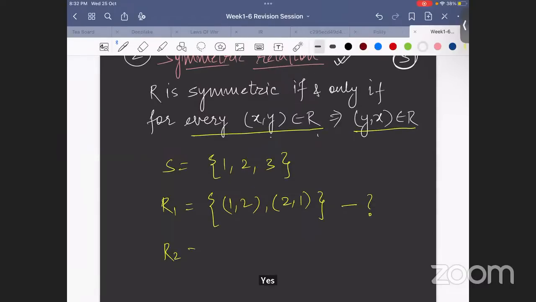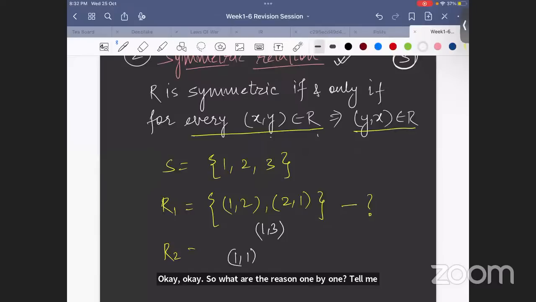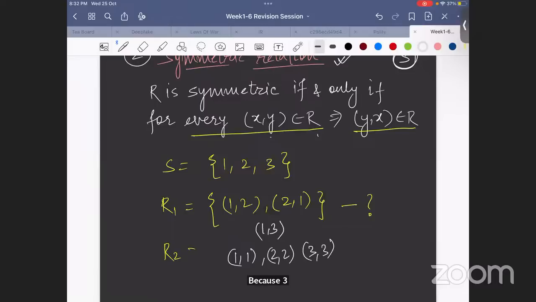So what is the reason that it is not a reflexive relation? Because (3, 3) is not present in R1. For reflexive, each and every element needs its diagonal pair: (1, 1) should be present, (2, 2) should be present, and (3, 3) should be present. Apart from this (3, 3), anything else that is present we need not worry about. Only if this (3, 3) is present can we say it's a reflexive relation.